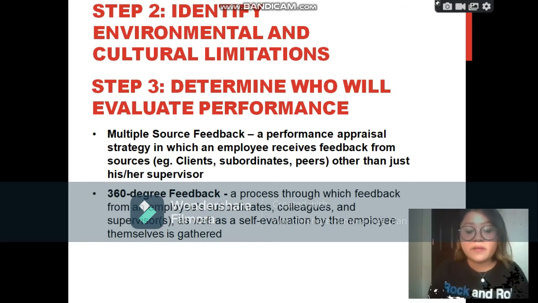Okay. And then we have 360-degree feedback again. So as I have told you earlier, this is feedback coming from all the people surrounding the employee in the industry. Okay, so this is a process through which feedback from an employee's subordinates, colleagues, and supervisor, as well as a self-evaluation by the employee themselves is being gathered.